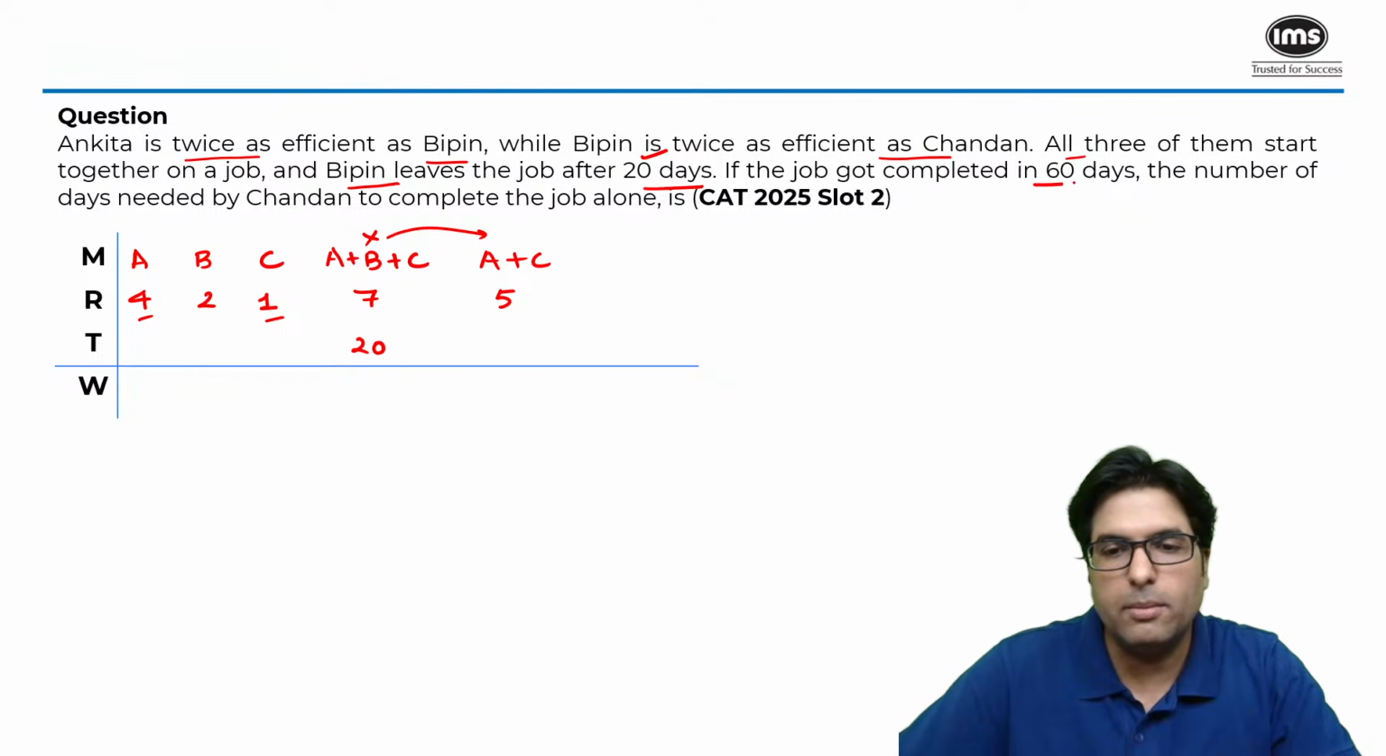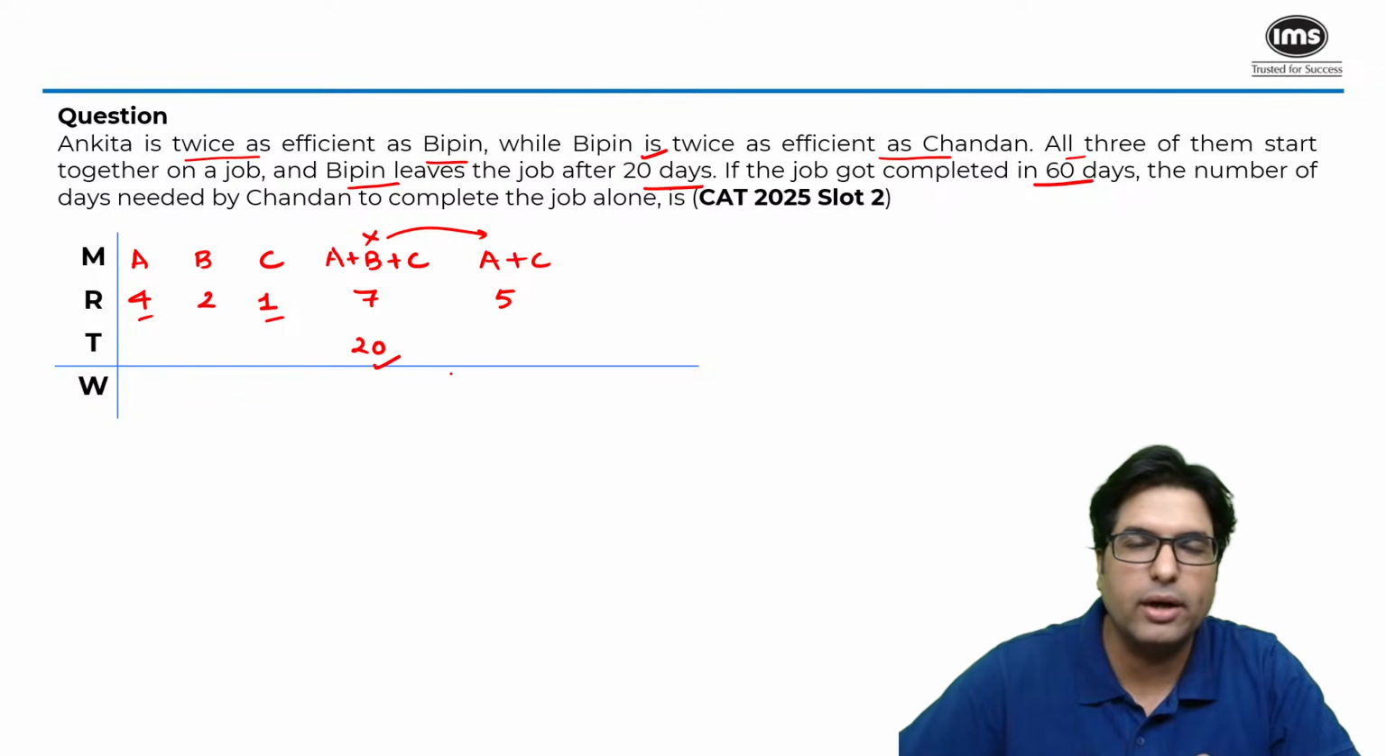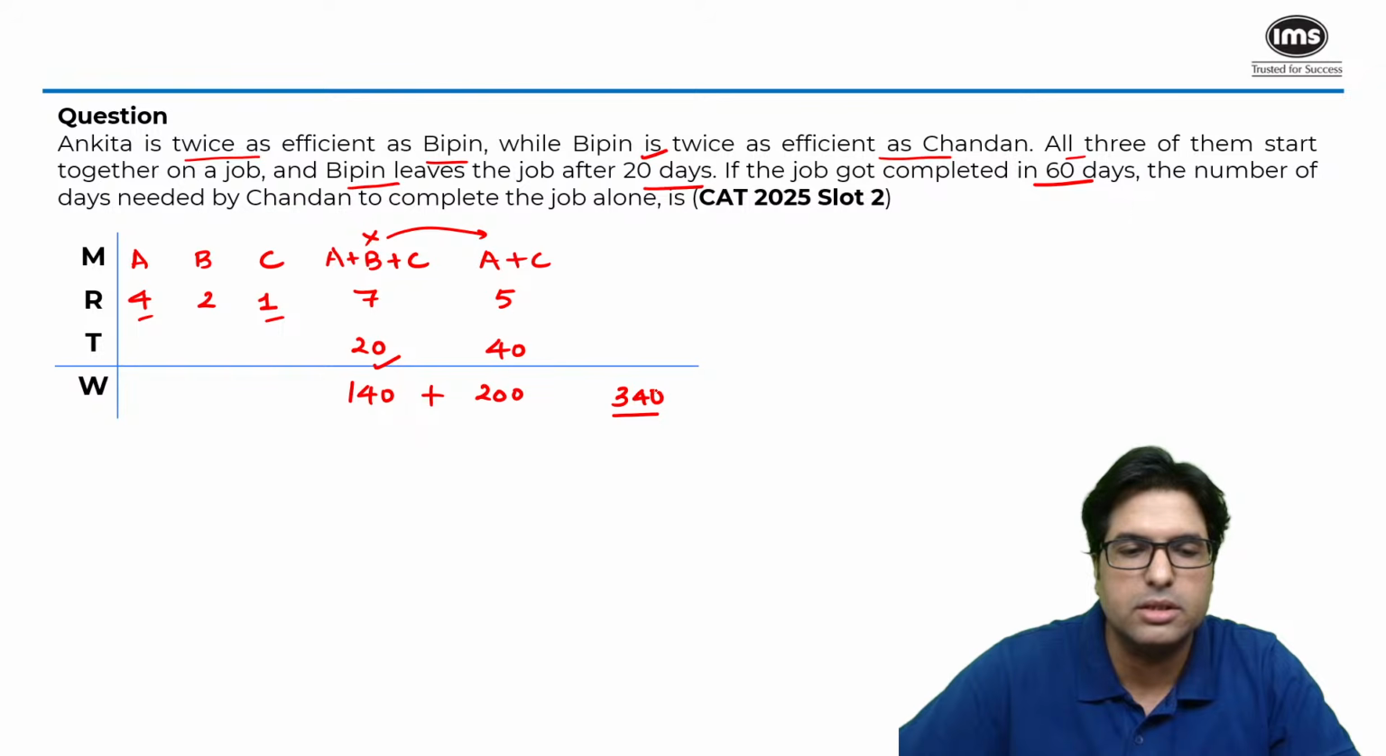If the job got completed in 60 days, 20 days are already taken up. How many more days are remaining? 40 days. So A and C will work together for 40 days. So what is the total job that they've done? 7 into 20, 140 units here, and 5 into 40, 200 units here. So 140 plus 200, can I say total job is of 340 units?